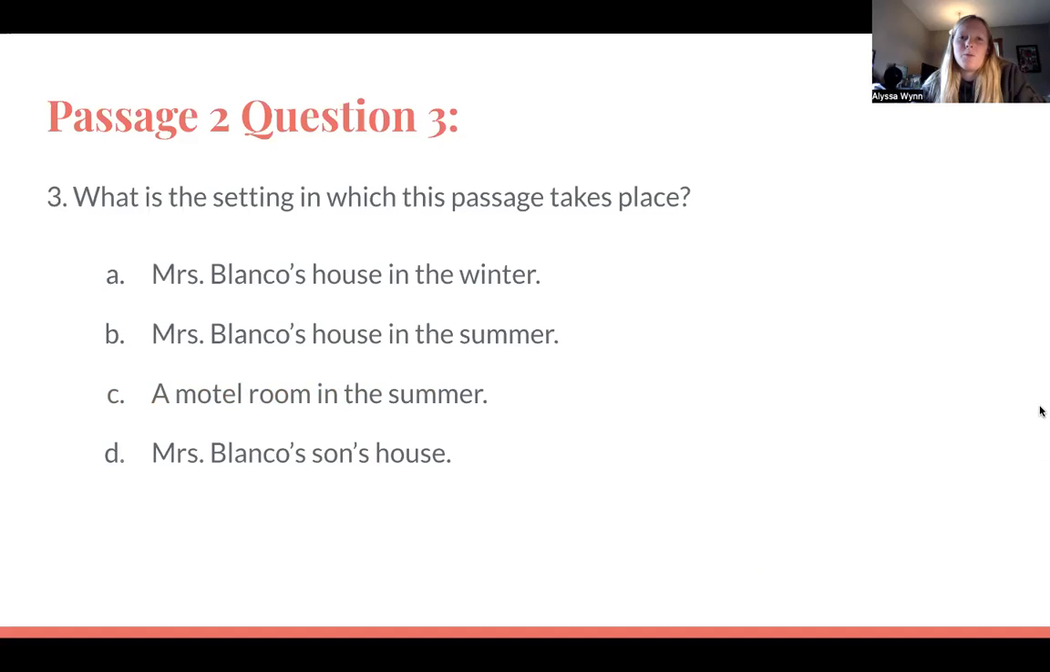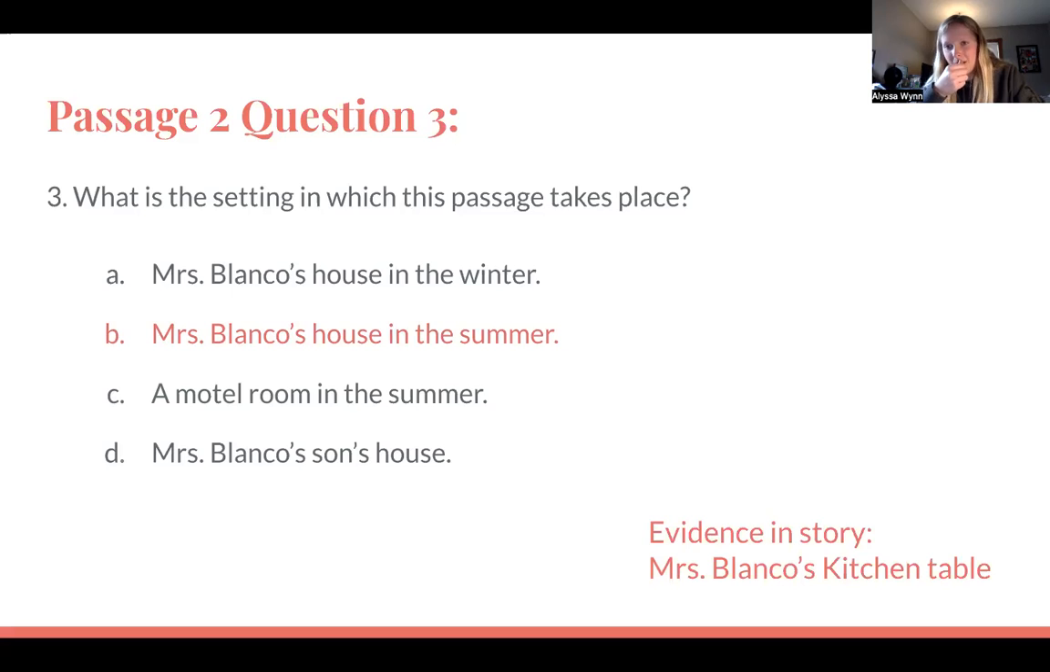What is the setting in which this passage takes place? A, Mrs. Blanco's house in the winter. B, Mrs. Blanco's house in the summer. C, a motel room in the summer. Or D, Mrs. Blanco's son's house. B. Awesome. Yep, it was B. The evidence in the story is Mrs. Blanco's kitchen table, and we know it was summertime because they are talking about it being really hot and about the air conditioning.